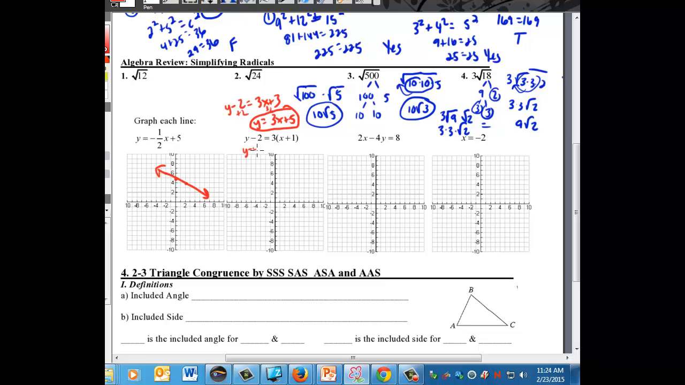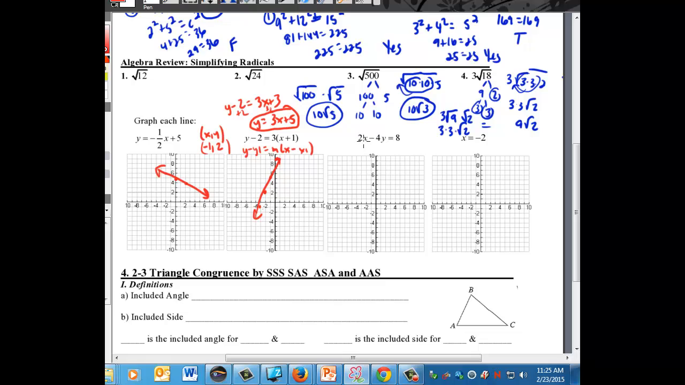Remember that it's y minus y1 equals m times x minus x1. So we're told that our first point, our xy point, y is going to be 2, and x is going to be, since it's plus 1, it's the opposite, negative 1, and then 2. So negative 1, up 2 is our point, then rise 3, and run 1, down 3, over 1, and here's the graph.